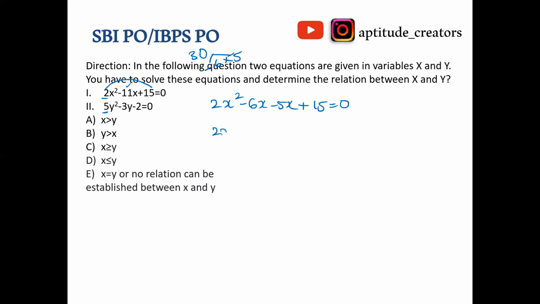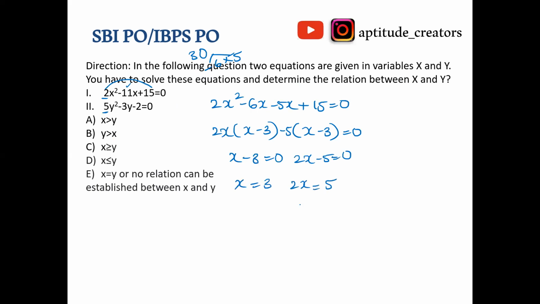Now 2x squared minus 6x minus 5x plus 15 is equal to 0. Now 2x is taken common out, x minus 3, and here also to get x minus 3, what I have to take common out is 5, equals 0. x minus 3 is equal to 0, and here 2x minus 5 is equal to 0. x is equal to 3 and 2x is equal to 5, x is equal to 5 by 2.